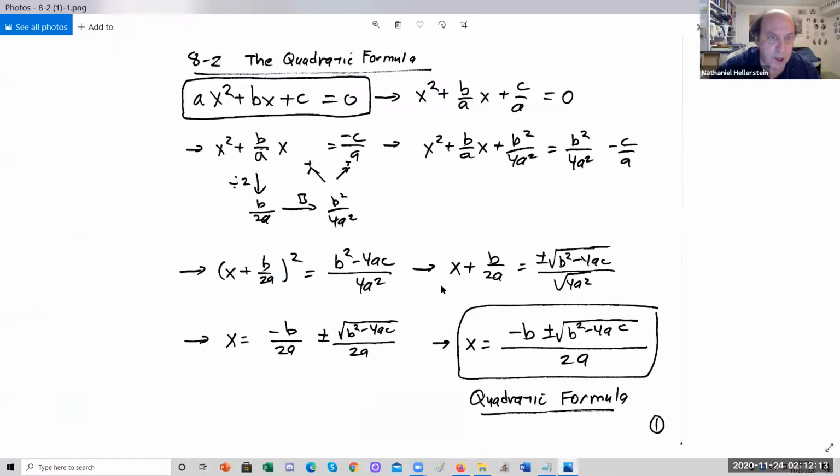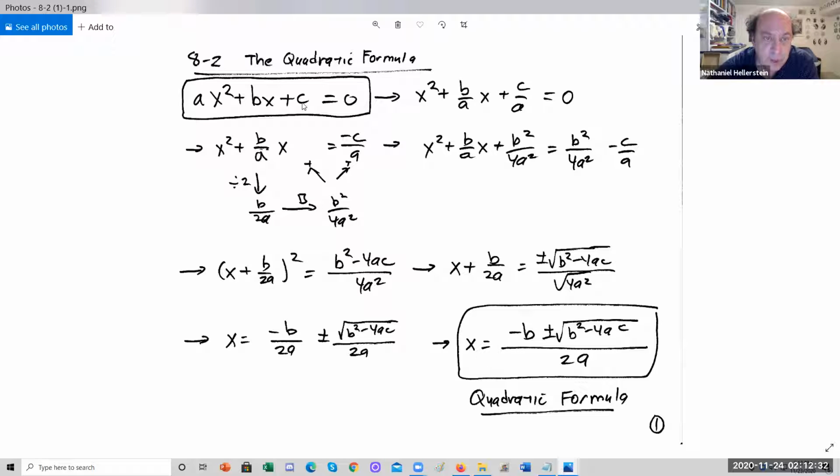Now we're going to be going on to 8.2 and 8.3. 8.2, big thing, the quadratic formula. We're going to solve, in general, ax squared plus bx plus c equals 0. And we'll do it by the method of completing the square with a few modifications.